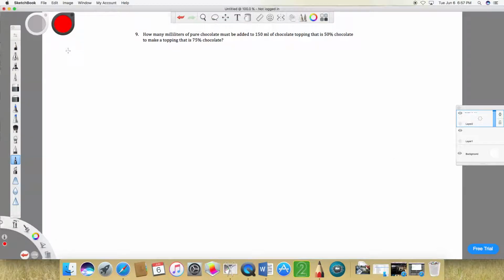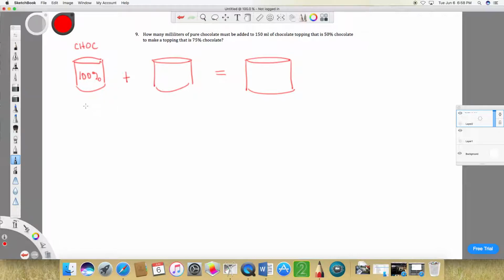So let's do it by the bucket method, and I always draw these little containers that I visualize as buckets. It just helps me organize the problem. So I have these two ingredients that combine to get me a final mixture. How many milliliters? So there's my variable, and we're going to let it be X of pure chocolate. So here's my pure chocolate, which if we're measuring the concentration of chocolate, we're calling that 100%. And I don't know how many milliliters I'm going to use right now.